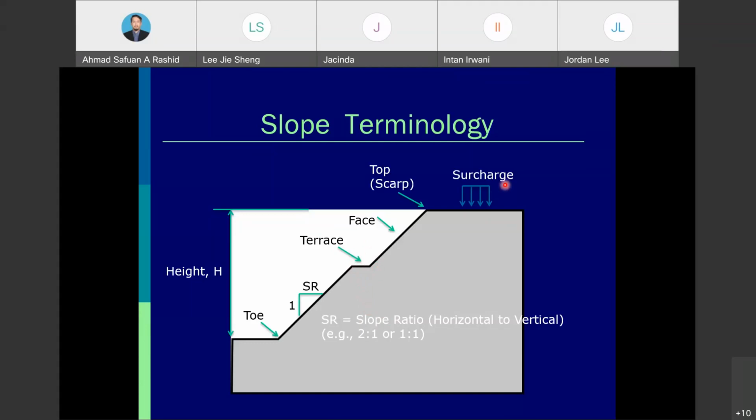So for the surcharge, especially if we want to construct any building on the top of the slope, we need to make sure that it is not within the rupture failure zone. Normally it should have a distance up to 2 times the height of the slope, to ensure that this surcharge is not considered as an additional load on the slope structure during the analysis.